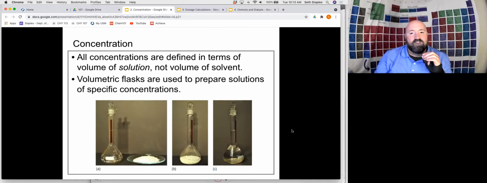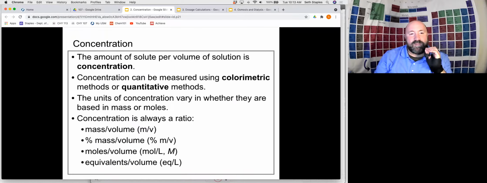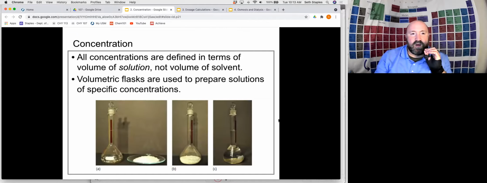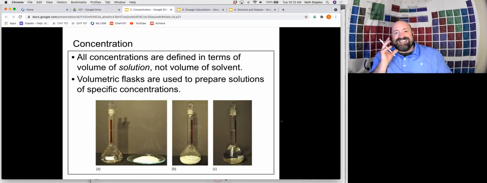All concentrations, at least that we talk about in here for now, are going to be defined in terms of the volume of the entire solution. That's important to keep in mind: when we talk about the volumes of solution in here, the second part in our ratio, that's the entire solution. So both the solute and the solvent taken together, not just the volume of the solvent.